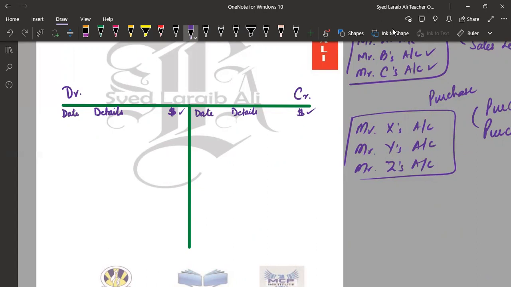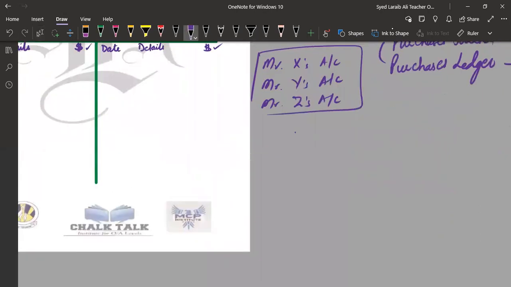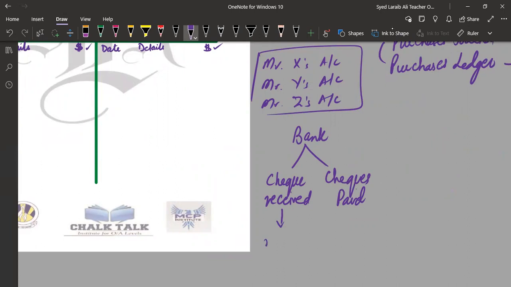How is it? I'll let you know. So what are we going to make? Today, we are going to talk about the preparation of a bank account, how a bank account is prepared. That means we are going to talk about all the transactions of bank. And you know that the bank transactions include the checks received and checks paid. Secondly, all the amounts which are received in the bank are going to be recorded, and all the amounts which we have paid through the bank are going to be recorded in your bank account. So remember, a bank account includes the amount received in the bank and the amount paid through the bank.